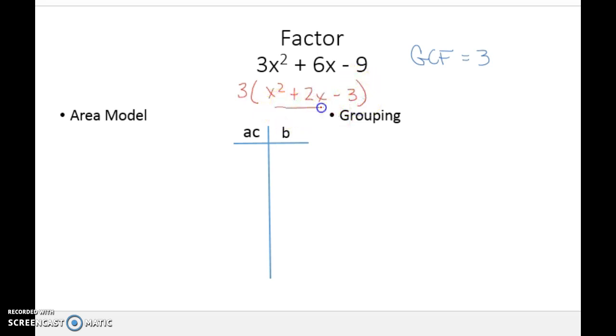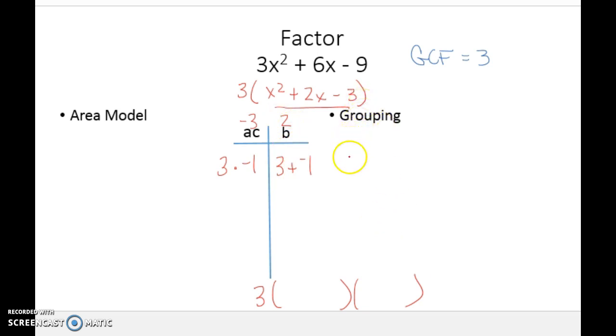So now I just need to look at this trinomial and see if I can factor it. When we're done, make sure you don't lose this 3 that you've already factored out. It's going to be 3 times something times something. All right, a times c, 1 times negative 3 is negative 3, and my b value is 2. Two numbers that multiply to give me negative 3, yet will add to give me 2 would be 3 times negative 1. Multiplies gives me negative 3, and 3 plus negative 1 is 2.